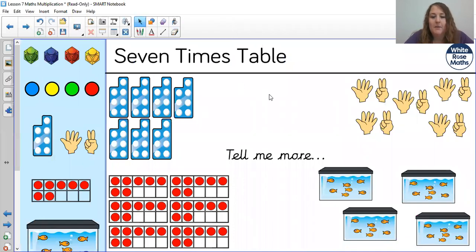These are some images and some pictures. Can you tell me what they represent? Can you tell me more about them? If you need to pause the video at this point, please do so and jot down what times tables they are showing.